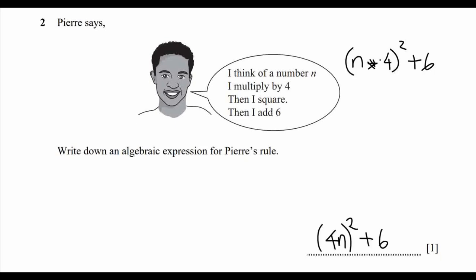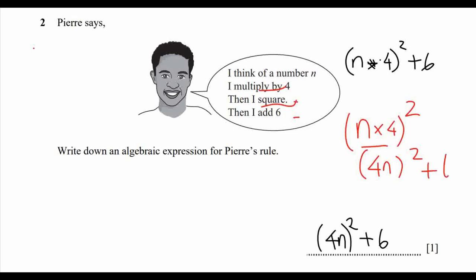Here we go, guys. So we have 4n in a bracket, squared, plus 6. Here's how it works. I think of a number, so we just write n. Then multiply by 4, then I square, so we put it in a bracket and square, 4n squared. 4 times n is 4n, and add 6. That will be our answer.